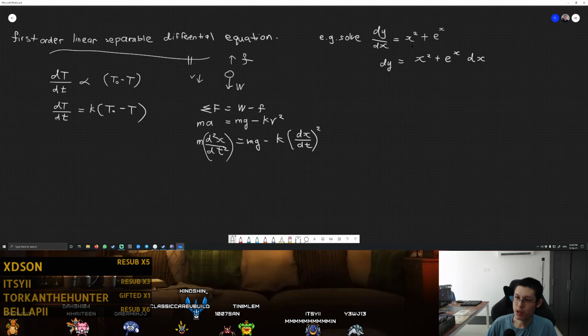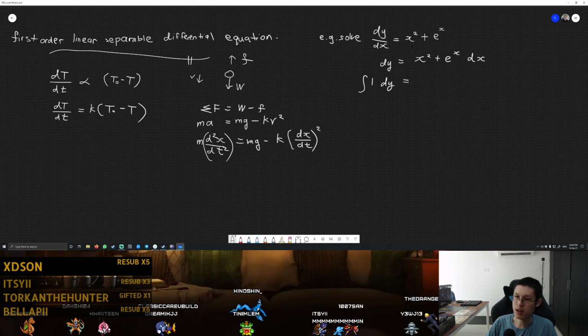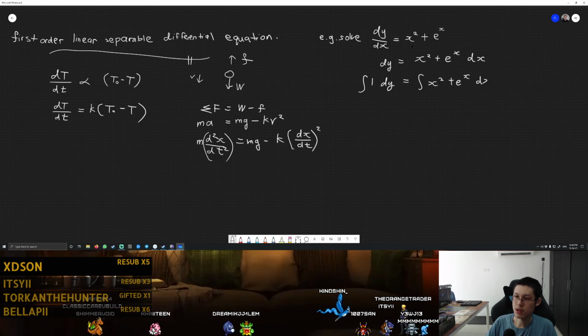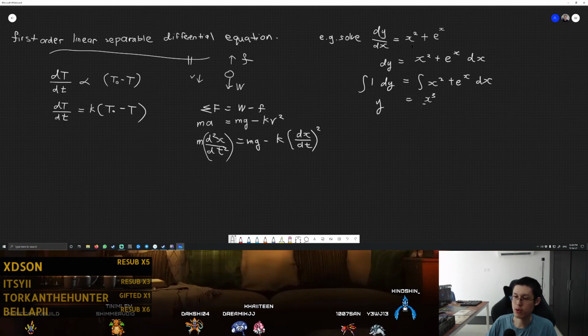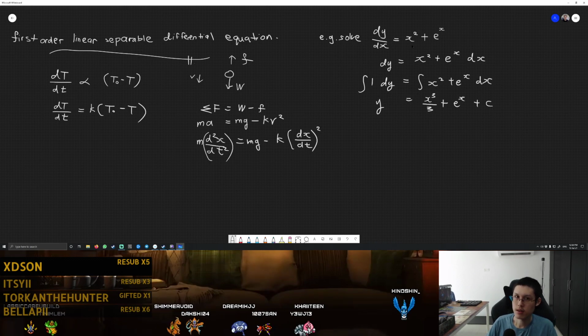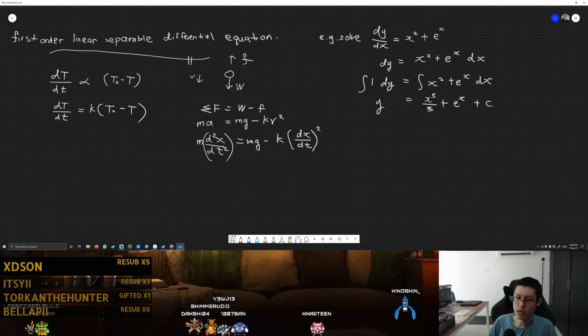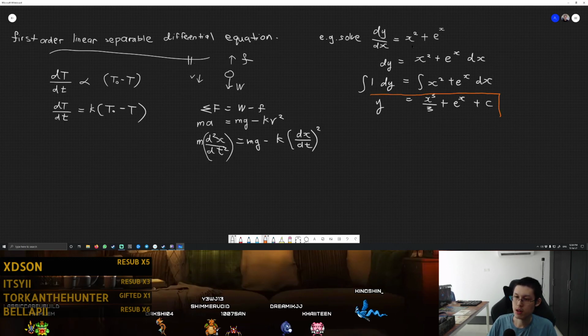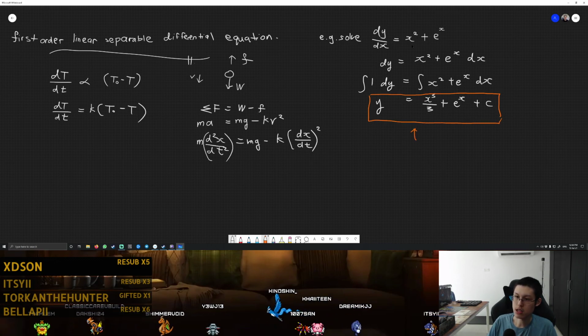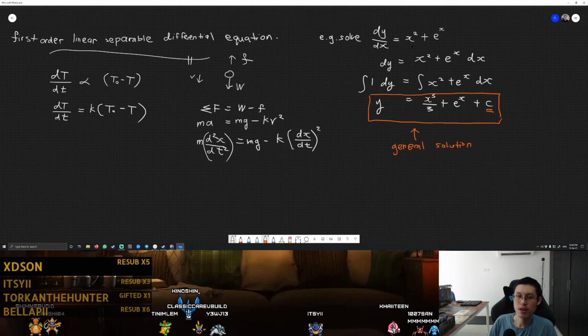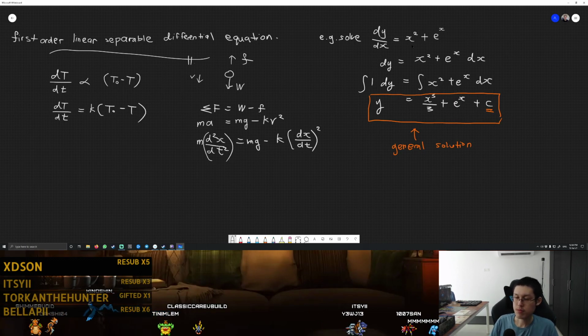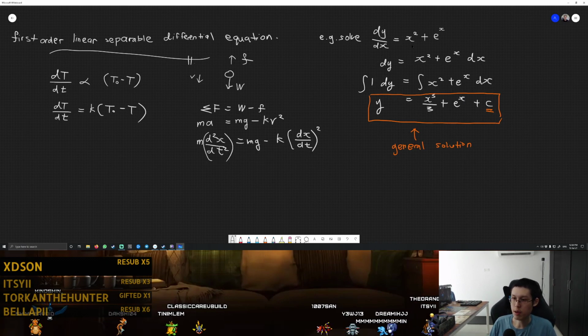Yes, you can. After you do this, you want to integrate both sides. On the left side, you are integrating 1. On the right side, you're integrating x squared plus e to the x. So you integrate 1, you get y. On the right, you get x cubed over 3 plus e to the x plus a constant c. So there you go. This is the solution to your differential equation. But typically, we refer to this as the general solution because we have a c over here. If your c is an unknown, we refer to it as the general solution. Now, there's also another kind of solution called a particular solution.